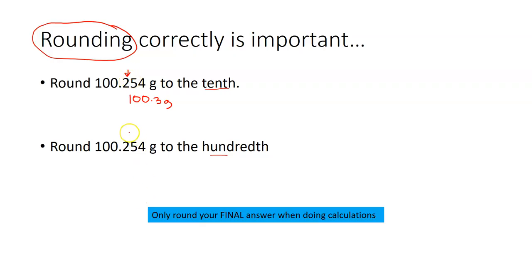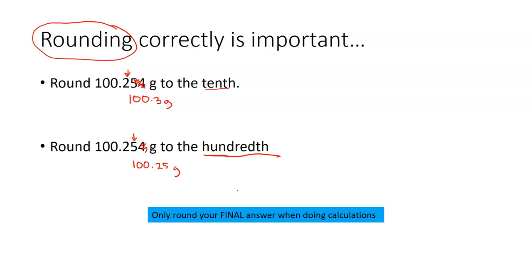Now, in the case of this one, if you're asked to round to the 100th, that means I'm rounding this number based on what comes after it. And since after the 5 is a 4, that means we round down. So this would be 100.25 grams. So I'm getting rid of that number here, getting rid of those and rounding to that digit.